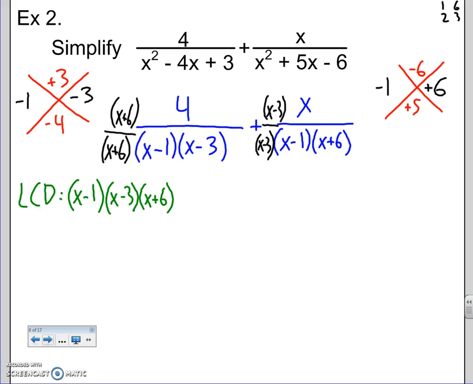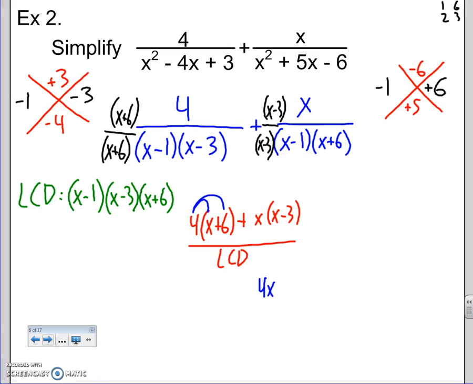Now, to save you some time, instead of writing out the entire denominator every single step, because that'd be a lot of writing, we can just call it the LCD as long as I see it somewhere on your paper. But basically, we're at x plus 6 times 4. I'll put the 4 in front. Plus x times x minus 3, all over this LCD of 3 things. Just fix the top, algebra, so distribute. That's 4x plus 24, plus x squared minus 3x.